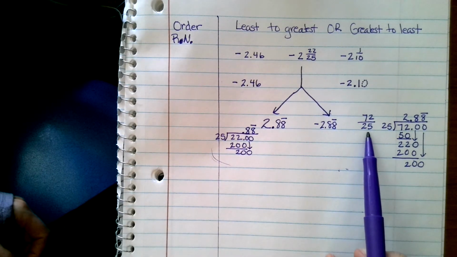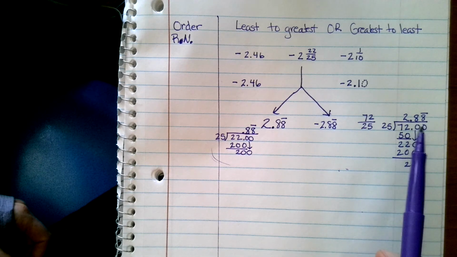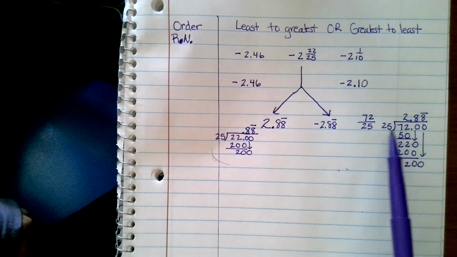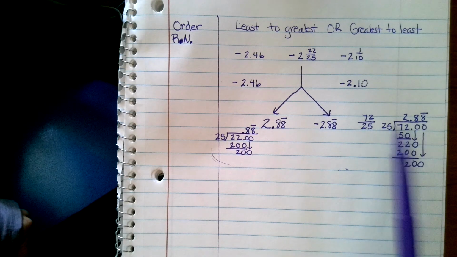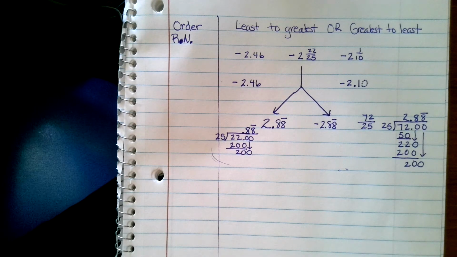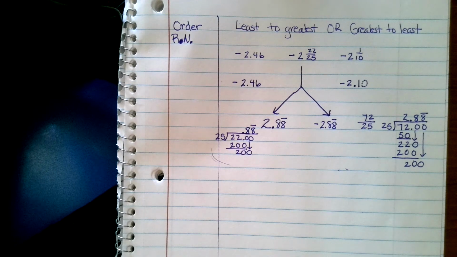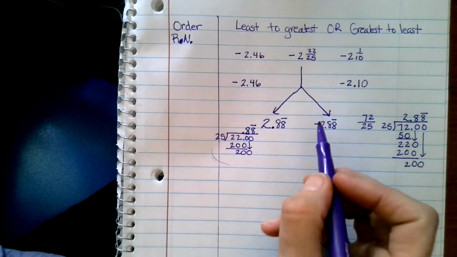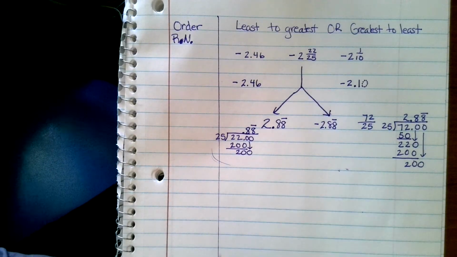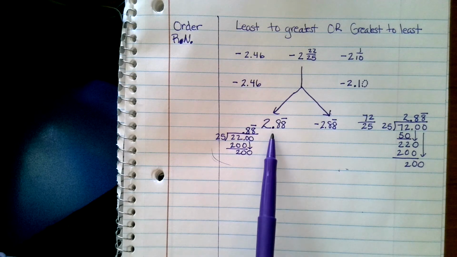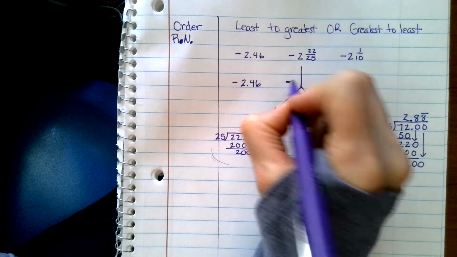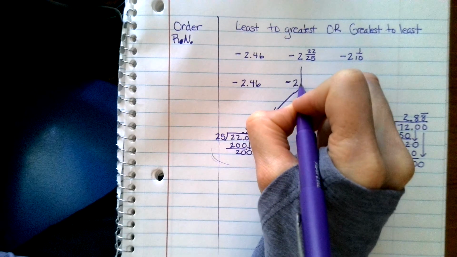This side, I took that mixed number and turned it into an improper fraction and then divided. I ended up with 2.88 with a repeating decimal because 25 goes into 72 twice, and then I'm ending up with some division that takes me to the right side of the decimal. So either way, you end up with 2.88. And remember, this was originally a negative mixed number, so it's going to be a negative decimal. I'm going to put it in here, even though it'll look a little strange with that line through it.